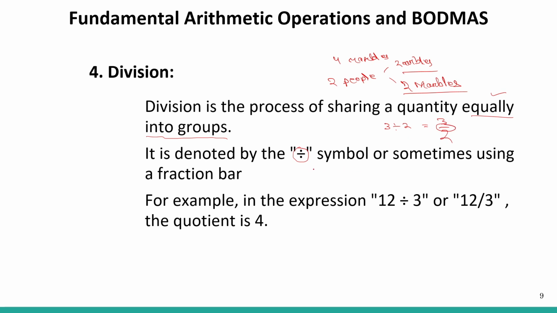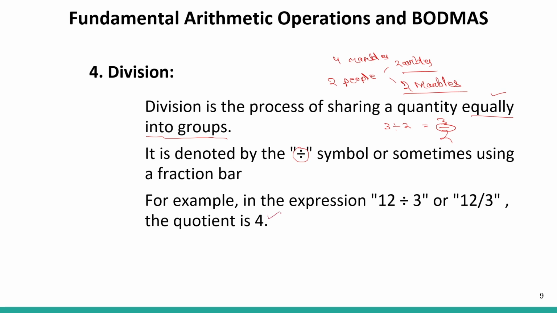Okay, it's just a matter of choice. For example, in the expression 12 divided by 3, the quotient is 4. You have 12 marbles and you try to divide them among 3 people, so each person will get 4 marbles. Remember that each person will get 4 marbles, so the proportion each person is getting is constant.